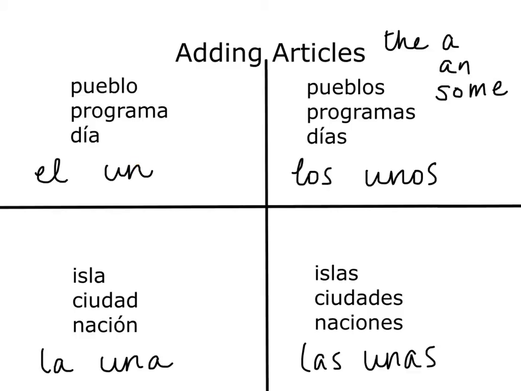Un, una mean a or an. Unos and unas mean some. And again, what's in charge here is the noun. The noun is bossy. This noun says, I am masculine, and so the word a says, okay, fine, I'm masculine too. You're singular. I'm singular.